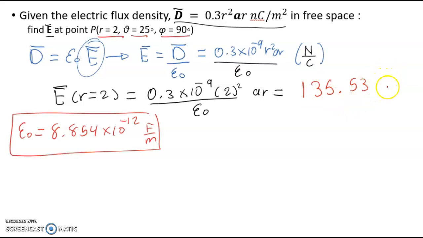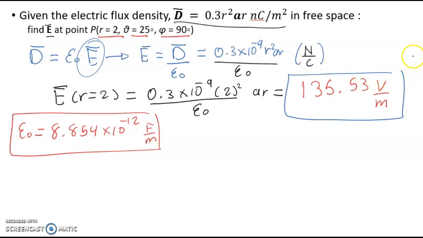I can express it in the units I want, so I'm going to do it in volts per meter, and that's giving me exactly the same as if I made it for newtons over coulombs. It's going to be exactly the same, this one as this one, in the a_r direction, volts per meter. That's going to be for part A.